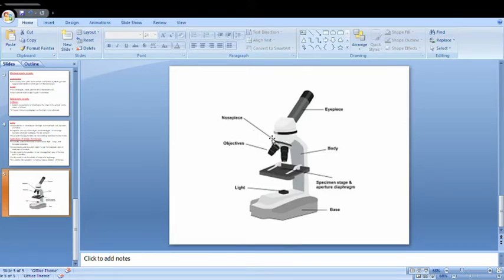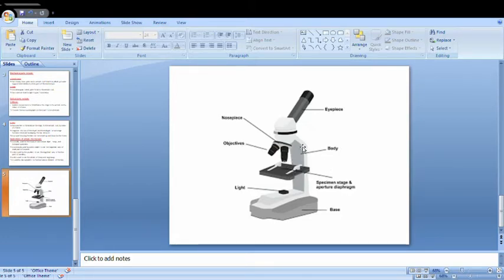Nosepiece. The part of the microscope that holds the objective lenses is known as nosepiece. These are the objective lenses and this is the nosepiece which holds both the objective lenses. Objectives. It is usually a cylinder containing one or more lenses that are typically made of glasses. As you can see, this is a cylinder in shape and this has lenses through which we can magnify to see the specimen.